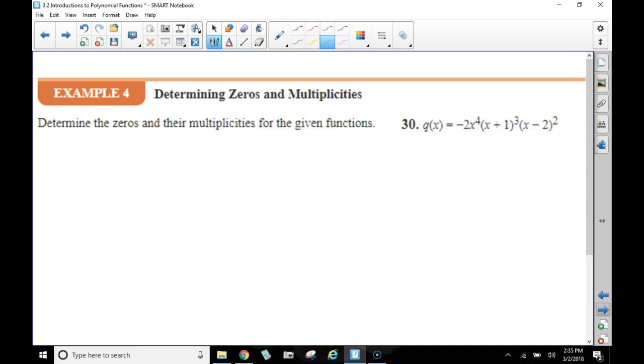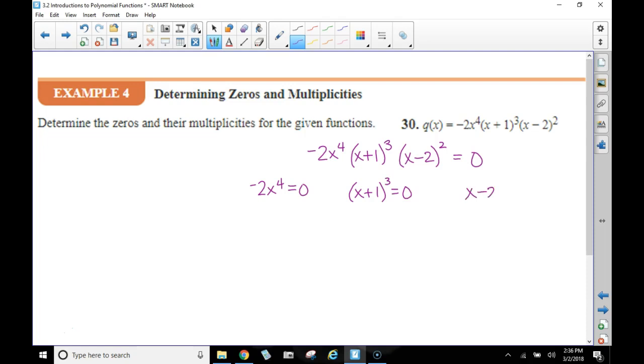On example 4, it says determine the zeros and their multiplicities for the given function. So what we're going to do is take our function, negative 2x to the 4th, times the quantity x plus 1 cubed, times the quantity x minus 2 squared, and set it equal to 0 to find the zeros. Now we have a factor times a factor times a factor equals 0. Our next step is to set each of those factors equal to 0: x to the 4th equals 0, then x plus 1 cubed equals 0, and finally x minus 2 quantity squared equals 0.